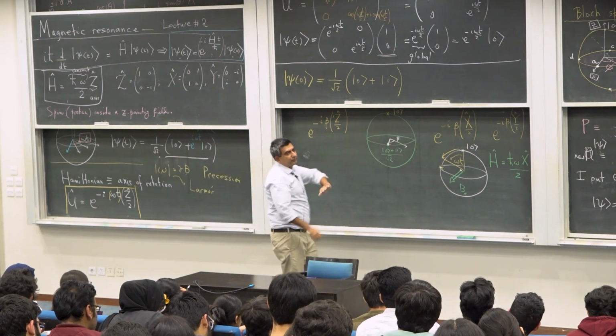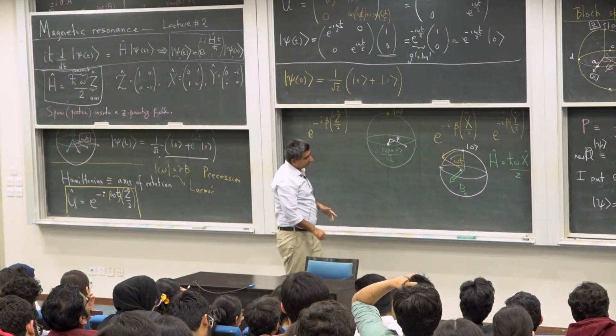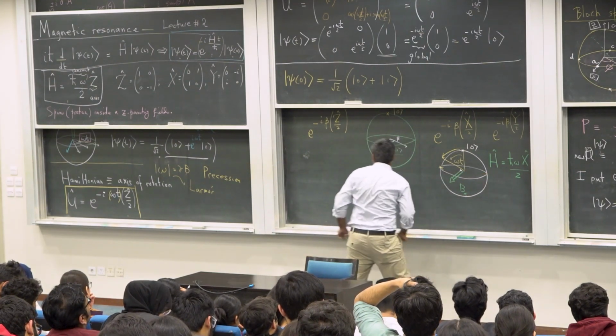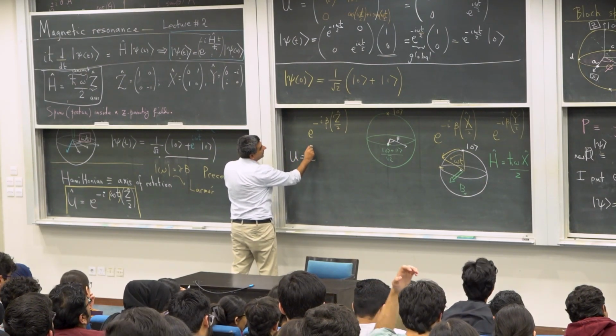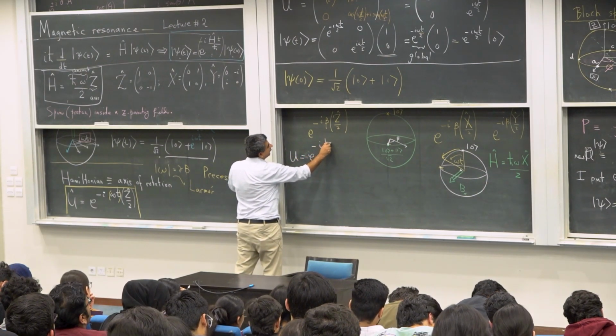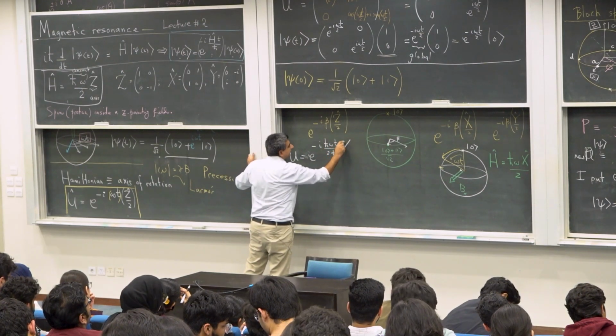And I can also prove all of this. I can prove all of this mathematically as well. For example, if this were my Hamiltonian, my unitary operator is going to look like e to the minus i h bar omega t over 2 h bar X.